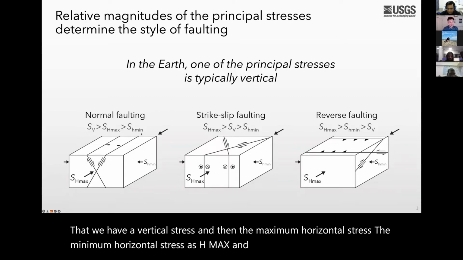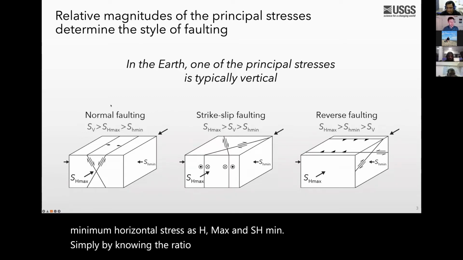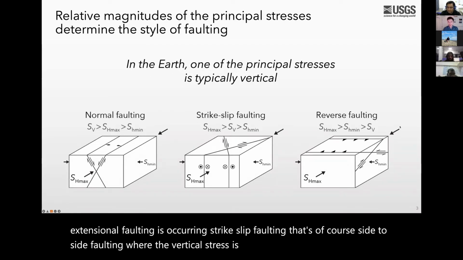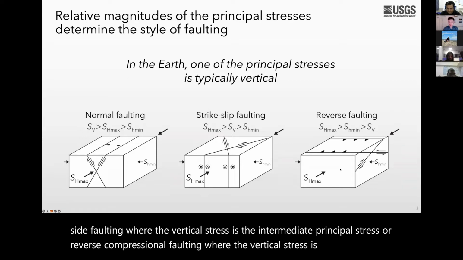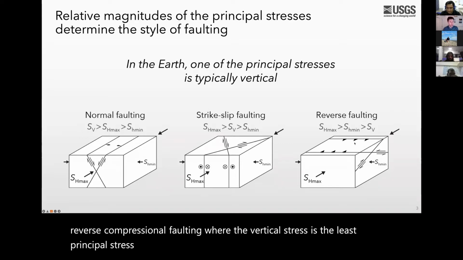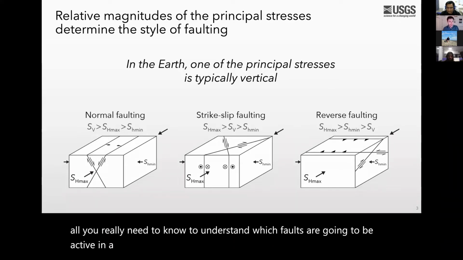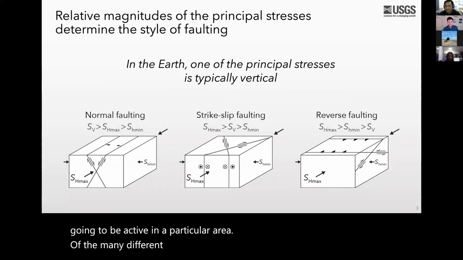And simply by knowing the ratio between those three, we know whether normal faulting, extensional faulting, is occurring, strike-slip faulting, that's, of course, side-to-side faulting, where the vertical stress is the intermediate principal stress, or reverse compressional faulting, where the vertical stress is the least principal stress, allowing blocks of rock to move over one another. And so all you really need to know to understand which faults are going to be active in a particular area of the many different faults that exist in the crust, which are going to be the ones that are most active.